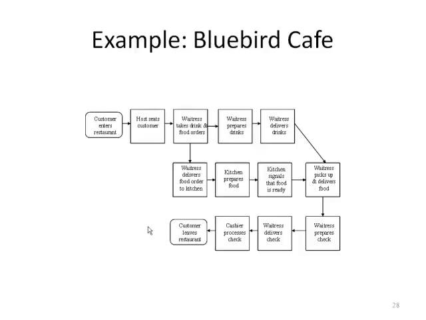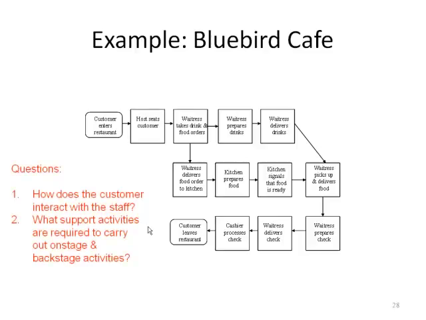Now, when we look at it in this classic flowchart format, we really don't have a lot of good information or insights into what's going on at this restaurant, or we certainly don't have a way to think about this process in depth. But I'm taking the same example and I'm going to reshuffle it in such a way that we can understand how the customer interacts with the staff and what support activities are required to carry out the onstage and backstage activities. So here we go.